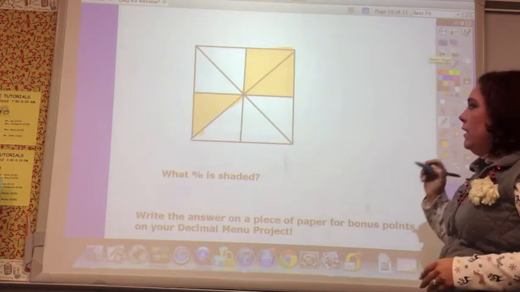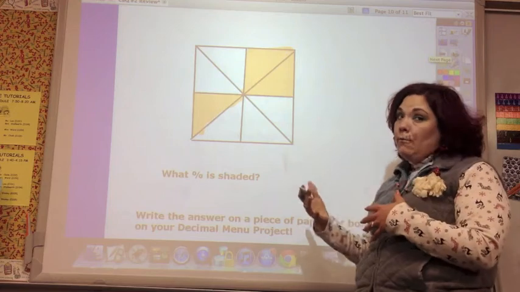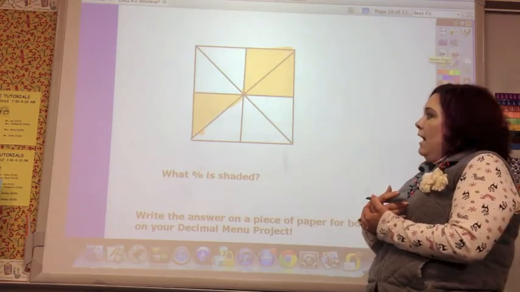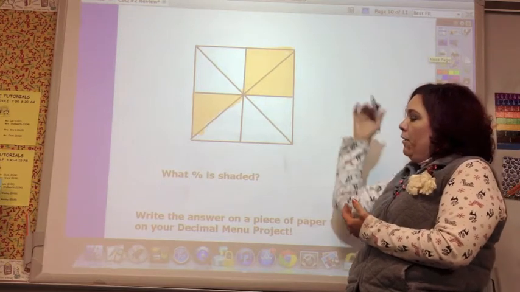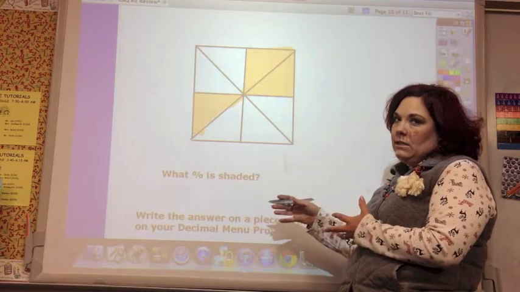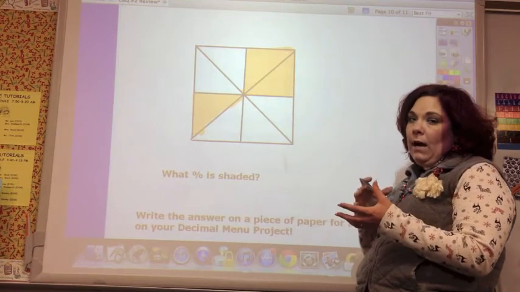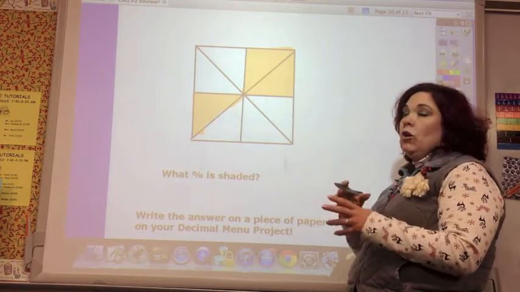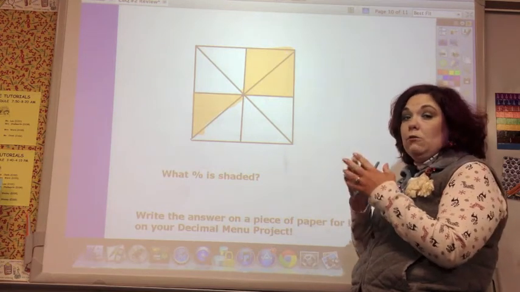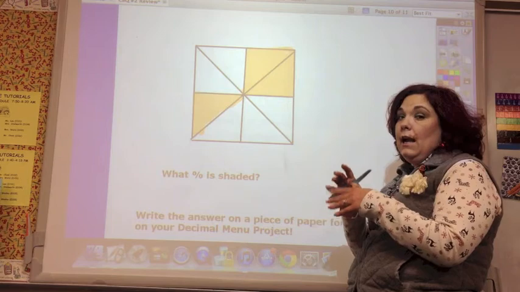So the last question is, this is another model. This is like the first one we did, that asks, here's the model, what percent is shaded? So what did I say to do first? You want to write that as a fraction. And then you need to turn that fraction into a percent.